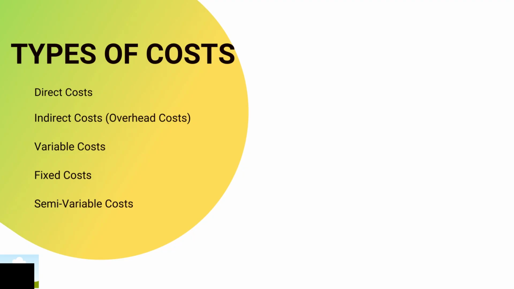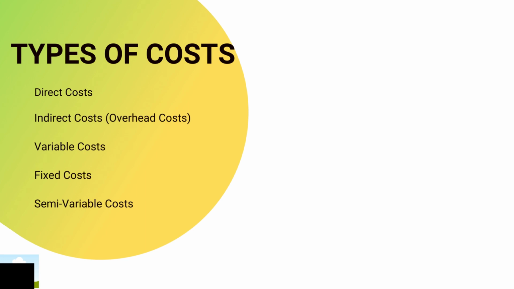So let's first look at the types of costs. One, we have the direct costs, and these are the expenses directly attributable to a specific product, project, or activity, such as the raw materials and direct labor. Another type of cost is the indirect cost, also known as overhead cost, and this refers to costs that cannot be traced directly to a specific product or project, such as rent, utilities, and administrative expenses.